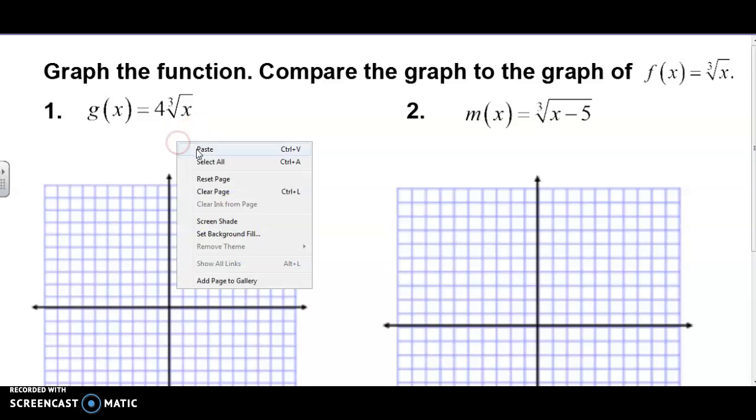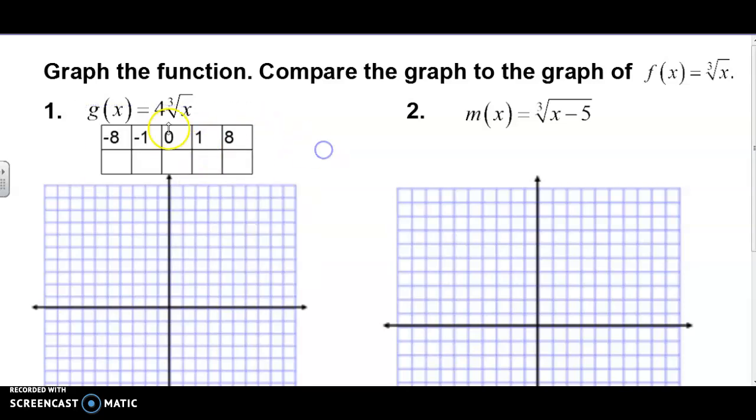Alright, so I'm going to go ahead and just paste this table here. I'm going to use these numbers because, again, it's just x inside of the cube root symbol. So these are my perfect cubes that I want. So 0 would be 0, 1 would give me 4, 8 would give me 8, -1, cube root of -1 is -1, times 4 is -4, and -2 times 4 is -8.